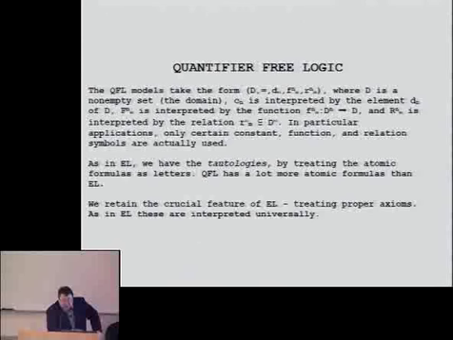Okay, now the models take the form of a non-empty set D with objects Dn, actual functions Fnm, and actual relations Rnm, where D is a non-empty set called the domain. Cn is interpreted by the element dn of D. Fnm is interpreted by the function little fnm from D to the n into D. And Rnm is interpreted by the relation little rnm contained in Dn. In particular applications, only certain constant function relation symbols are actually used.